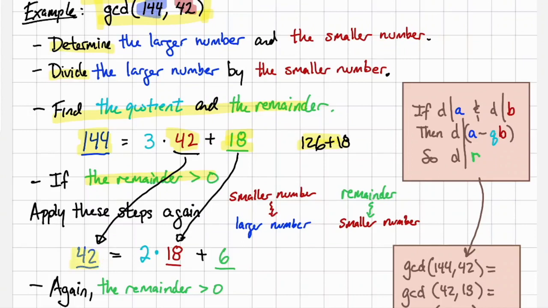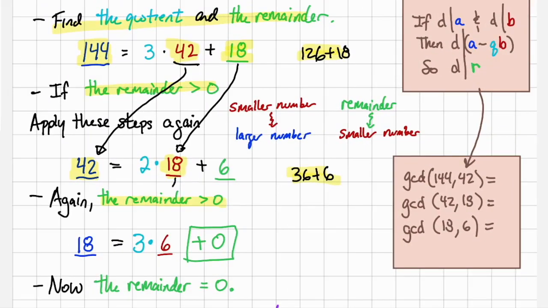So we have to divide the larger number, 42, by the smaller number, 18, and this time 2 times 18 is equal to 36, so the remainder is 6, because 36 plus 6 is equal to 42. And now, again, the remainder is greater than 0, so do it again. The smaller number takes the role of the larger number, the remainder takes the role of the smaller number, and we divide 18 by 6. This time it divides evenly. 18 is exactly equal to 3 times 6, with remainder 0.